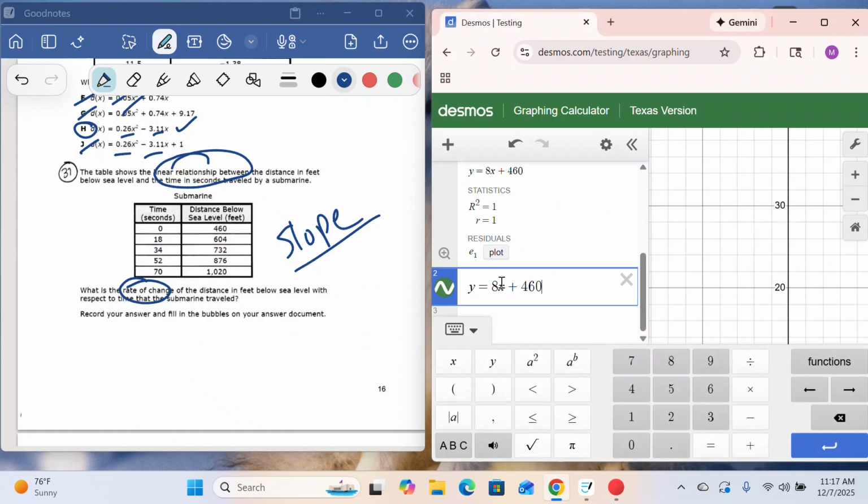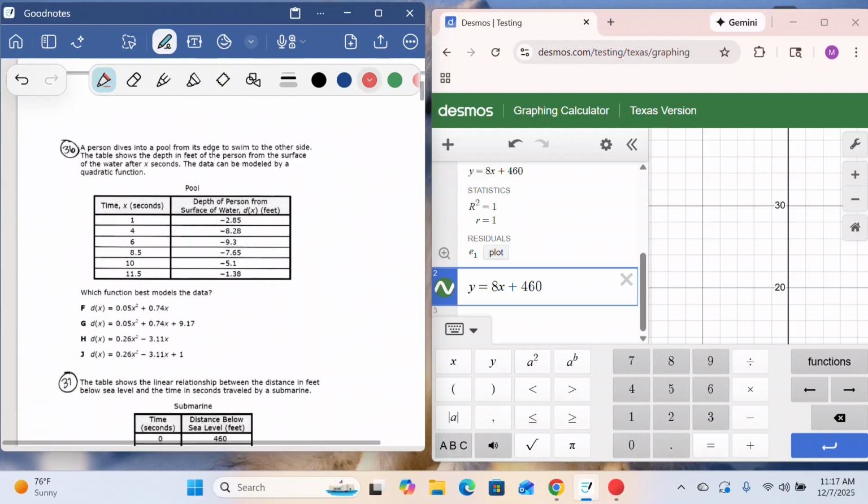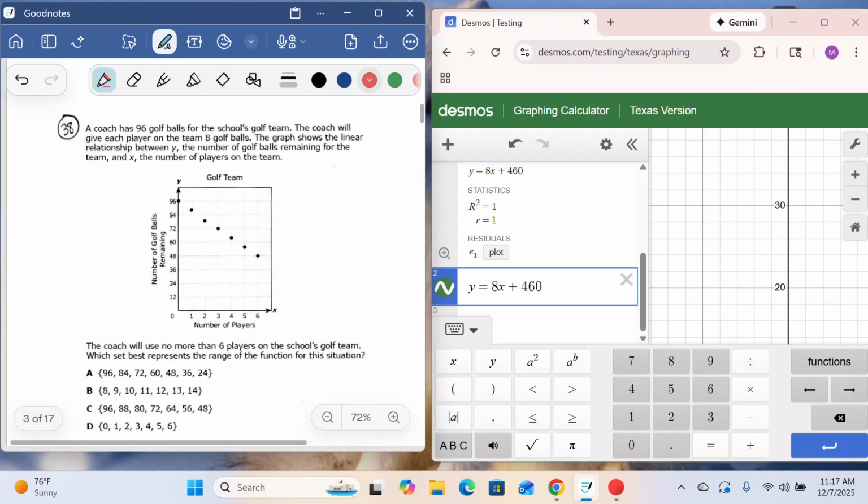If I look at my equation, the number next to the letter is my slope. So I have y equals 8x plus 460. So once again, my 8 is my slope. That is the answer to number 37. These are repeats, so we're going to go on to number 38.